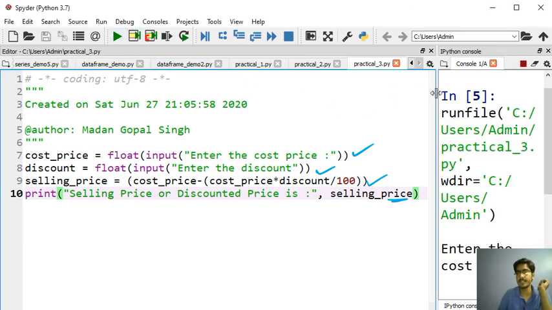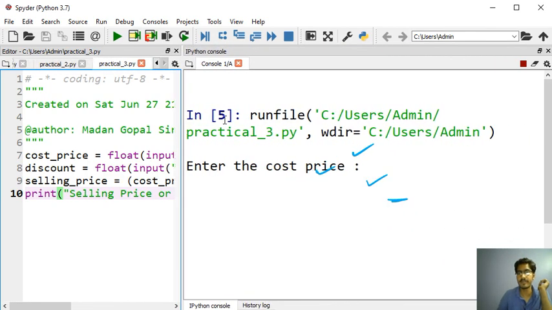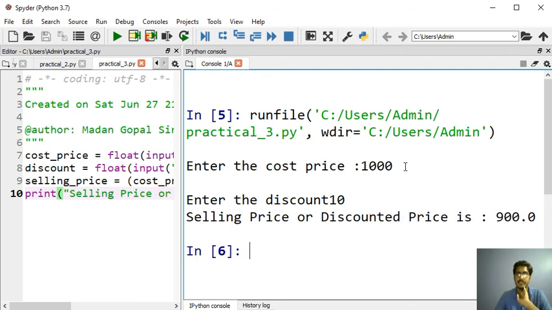Now you can see this window. Now let me give some input here. Let's suppose I am giving 1000 as the cost price, then giving a discount of 10%. Then the new selling price would be 900. So you can see here it is 900.